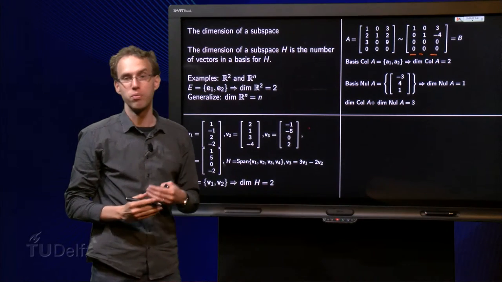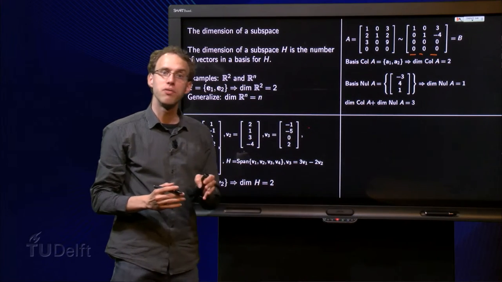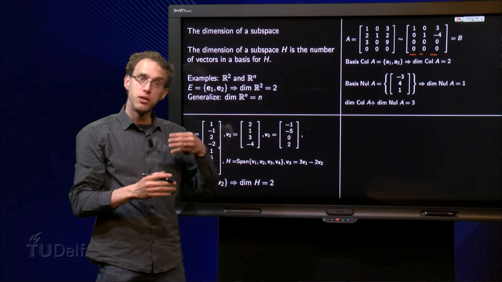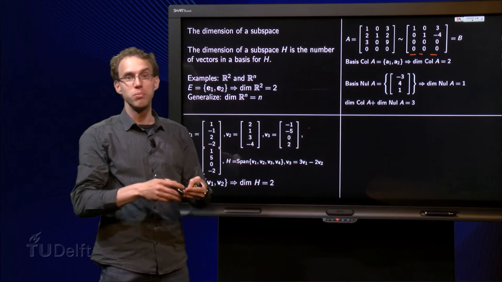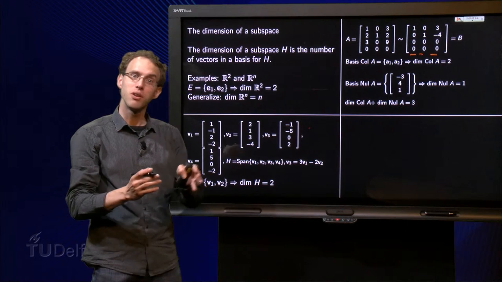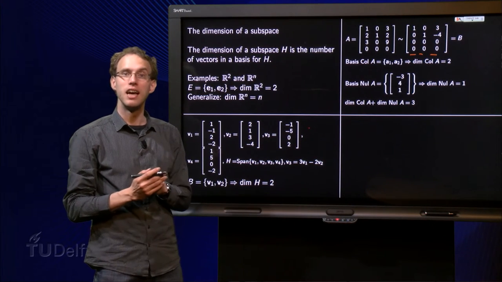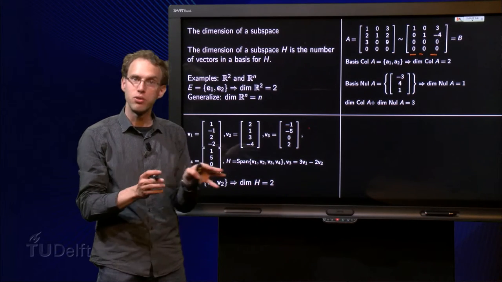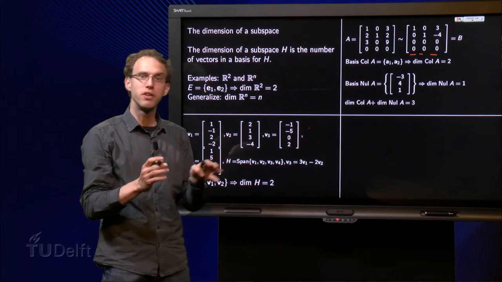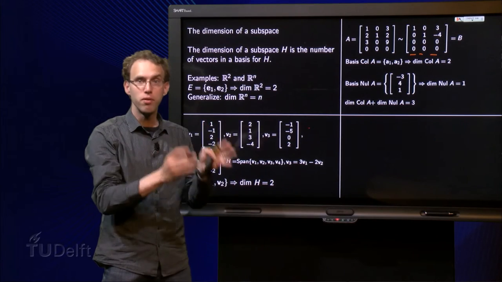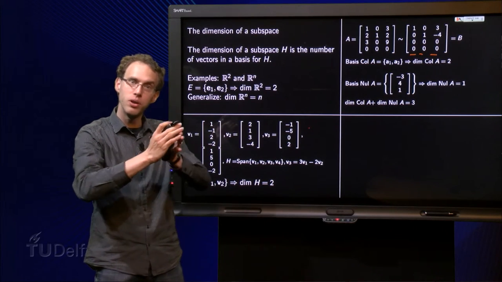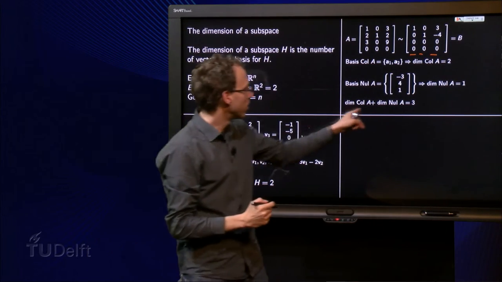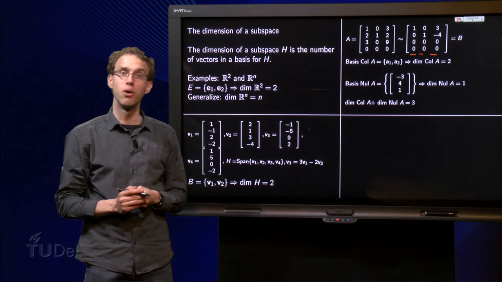Here, we have one free variable. So we see that the number of pivot columns and the number of free variables is always exactly the same as the width of the matrix. So even though Col A and Nul A have nothing to do with each other, the sum of the dimensions is always number of pivots plus number of free variables, so the number of columns of the matrix. So relations like this always hold.